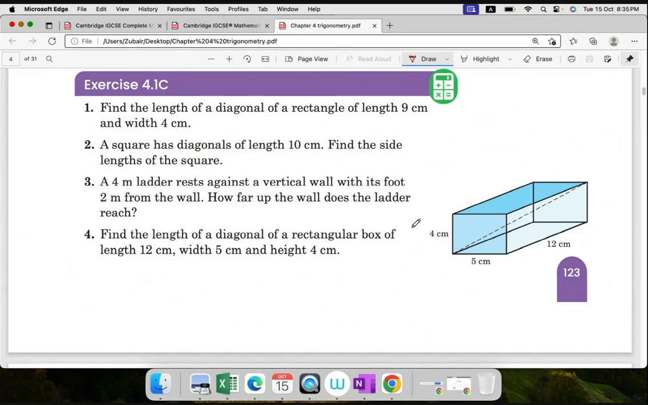4.1c. Find the length of the diagonal of a rectangle of length 9 centimeters and width 4. So this is straight away two sides. And the length of the diagonal would be the square root of 9 squared plus 4 squared. 9 squared plus 4 squared, whole square root, is square root 97. So square root 97, or if we are to write in decimals, this is 9.85 up to 3 significant figures.